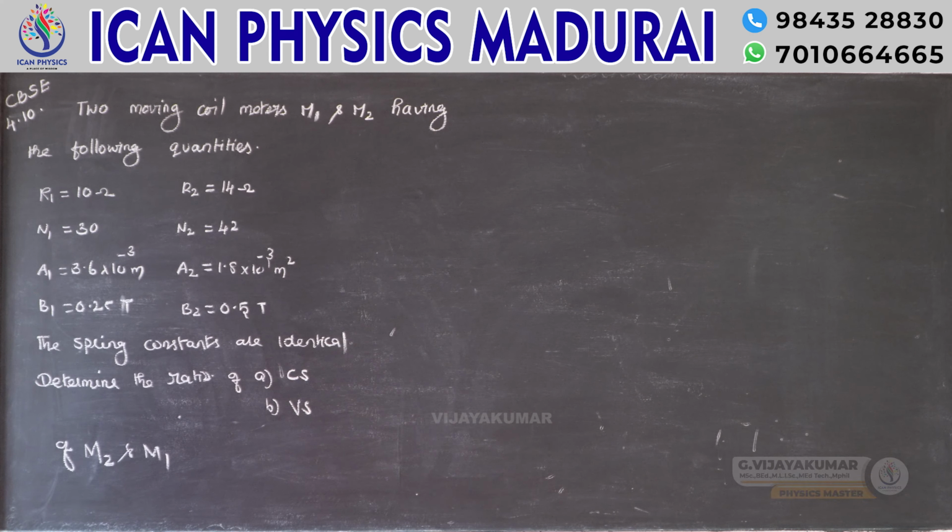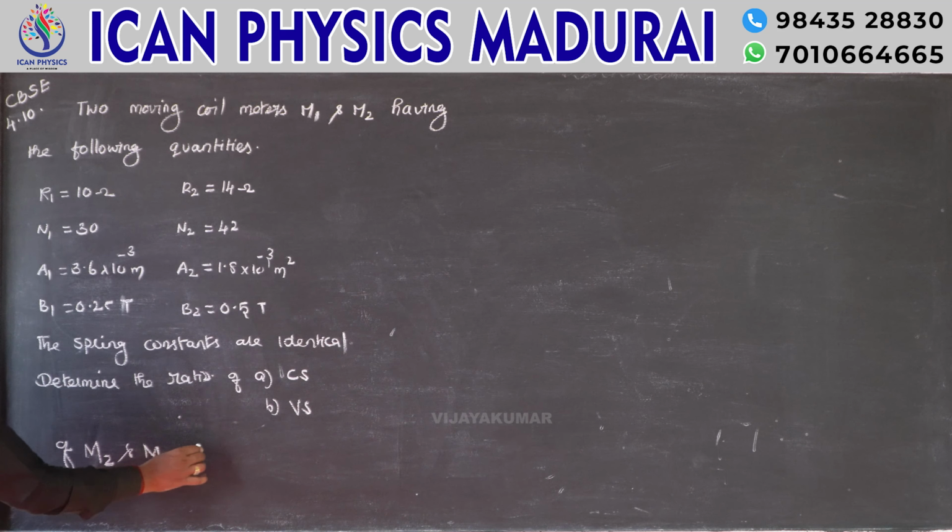Two moving coil meters, M1 and M2, having the following quantities. The spring constants are identical. That's also okay. Determine the ratio of current sensitivity and voltage sensitivity of M2 and M1. So, according to me, it's an important one. So, what is the current sensitivity?